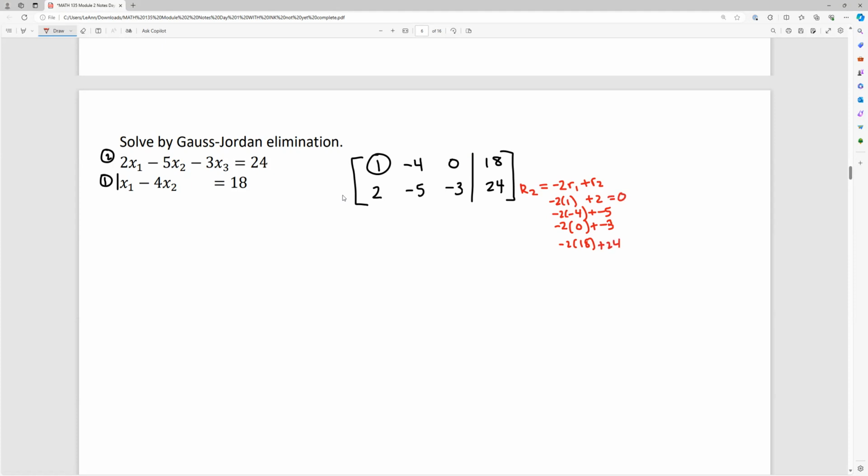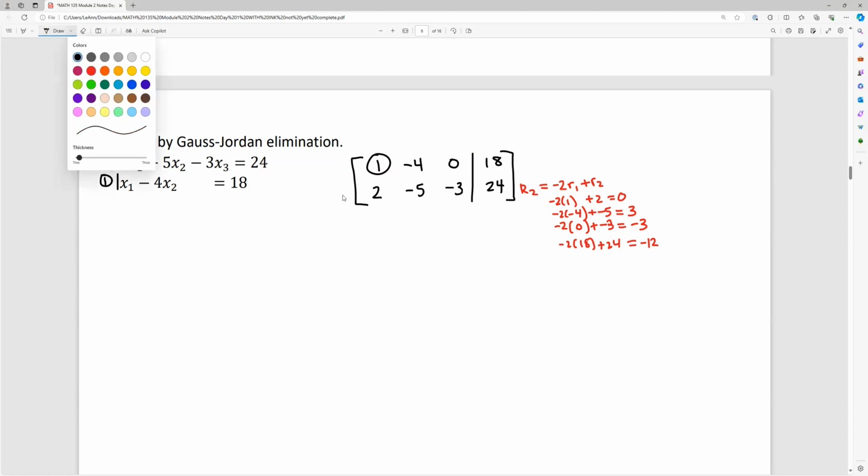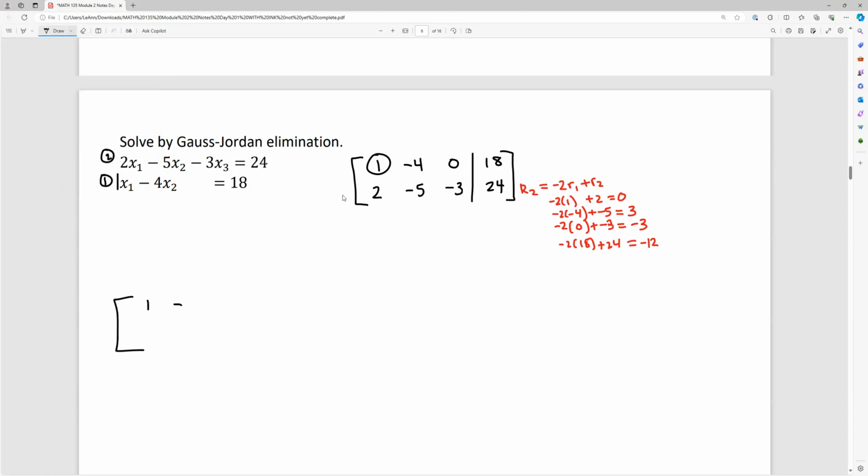Negative 2 plus 2 is 0. That would be an 8, because it's negative times negative, plus a negative 5, so that's going to be 3. That'll be 0, and then a negative 3, so that's going to be negative 3. And then negative 2 times 18 is negative 36. And then we will have that plus a 24, so that's going to be a negative 12. Okay, so I'm going to replace that on my next line down. That's my row 2. So I have 1, negative 4, 0, and then 18. On row 2, we have 0, 3, negative 3, and negative 12.